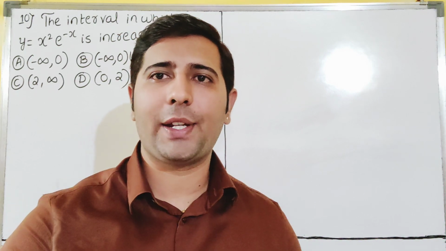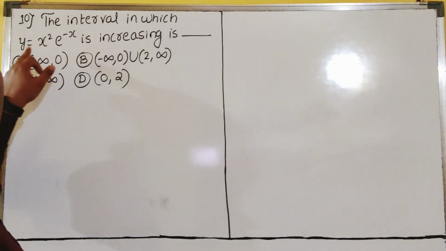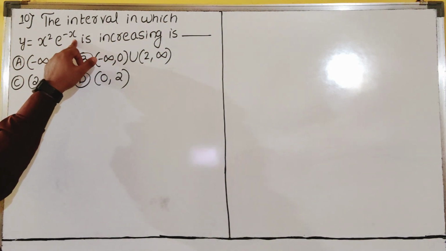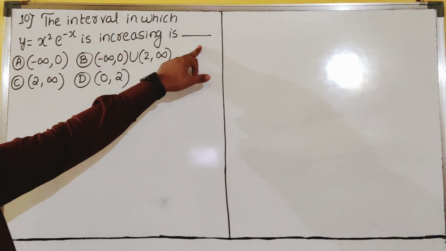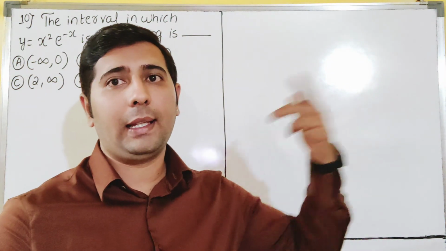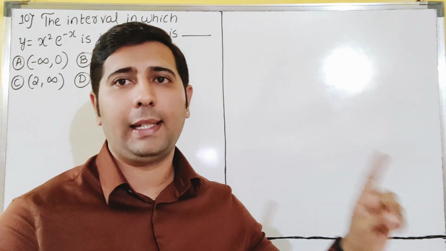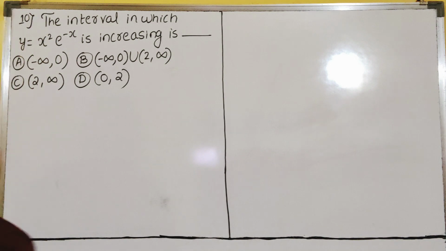Let us see the next question, dear students. Question number 10. The interval in which y is equal to x square e raised to minus x is increasing is dash. In which interval will the y value increase, dear students? y is nothing but x square into e raised to minus x. So now let us see where it will increase.